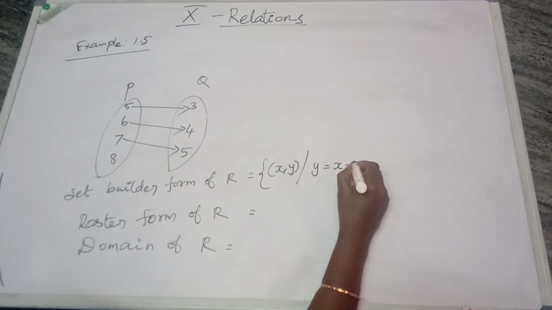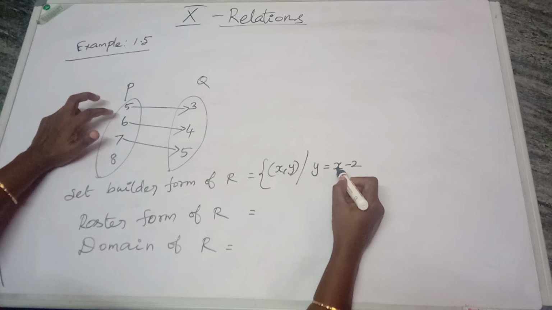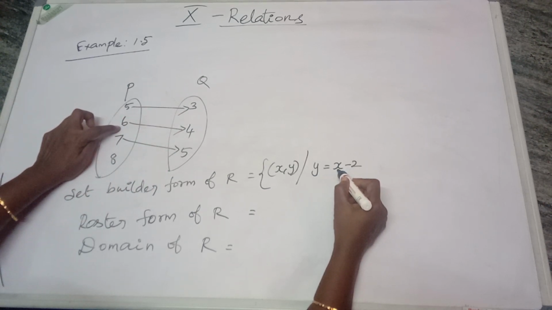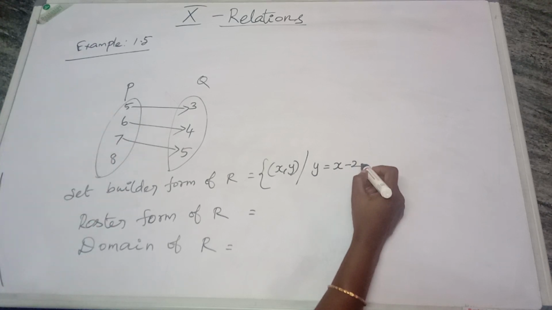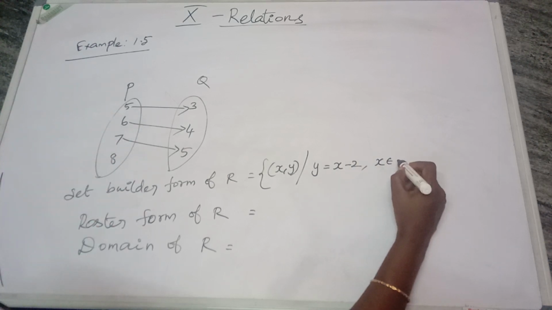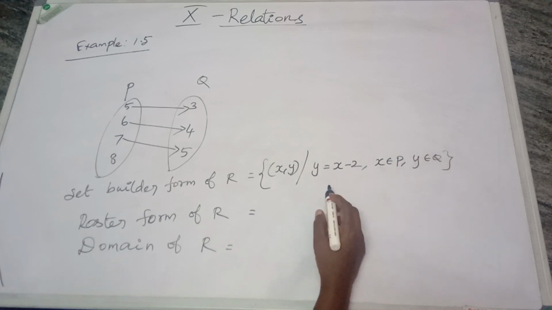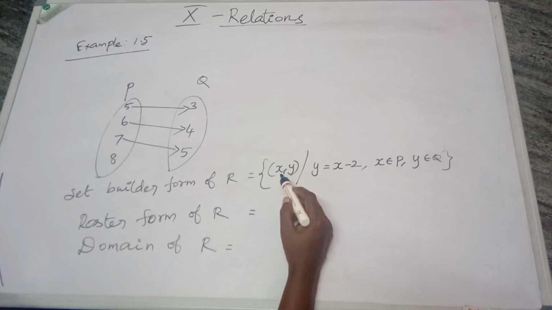So y equals x minus 2. See here, in the place of x, if you substitute 5, 5 minus 2 is 3, so y is 3. If you substitute 6 in the place of x, because we have to take x from the first set, then this x belongs to the first set P and this y belongs to the second set Q. This is the set builder form. The relation represents this condition.